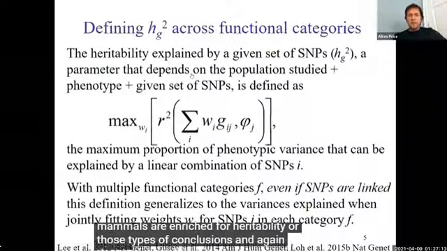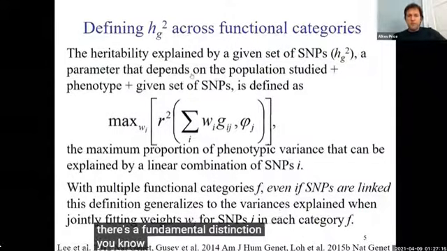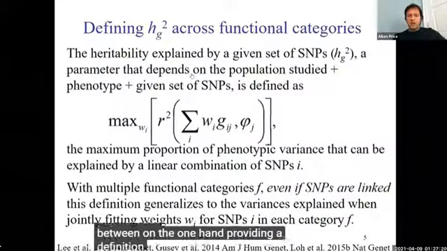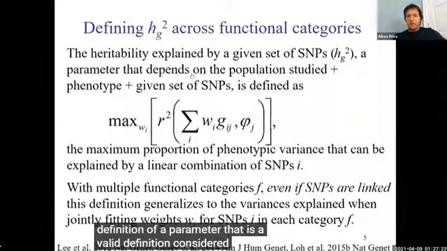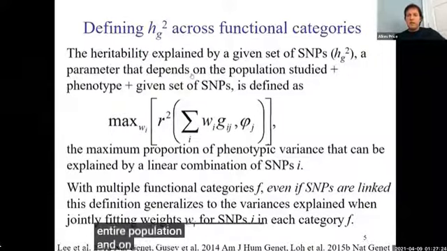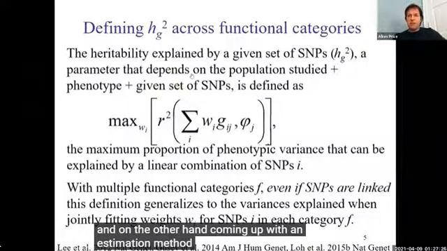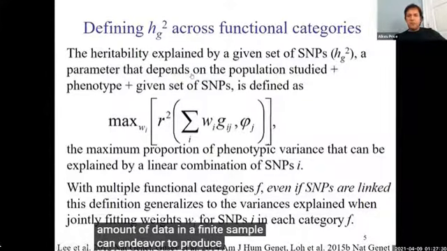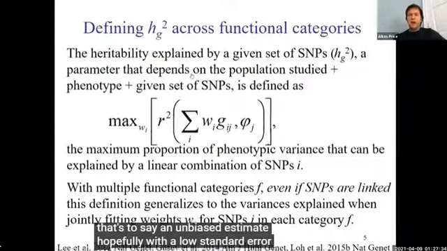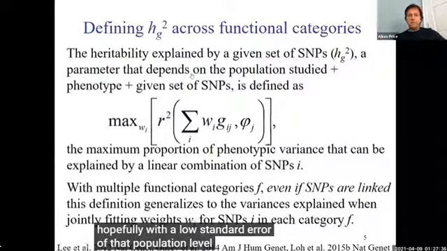And again, there's a fundamental distinction, in virtually any problem in this field, between, on the one hand, providing a definition of a parameter that is a valid definition considered for an entire population, and on the other hand, coming up with an estimation method, which given a finite amount of data in a finite sample, can endeavor to produce a good estimate, that's to say an unbiased estimate, hopefully with a low standard error of that population level parameter.